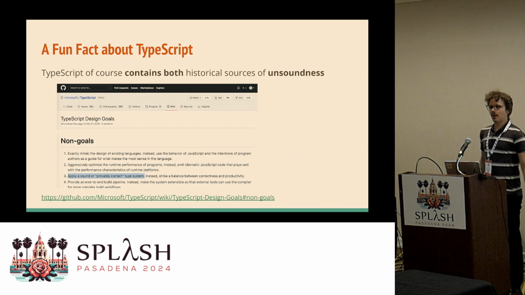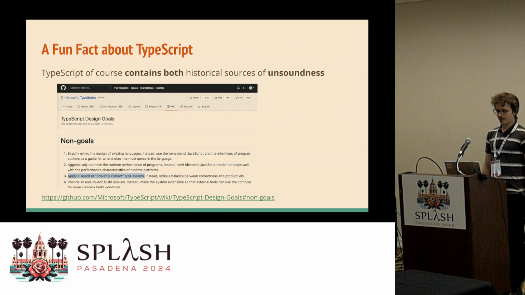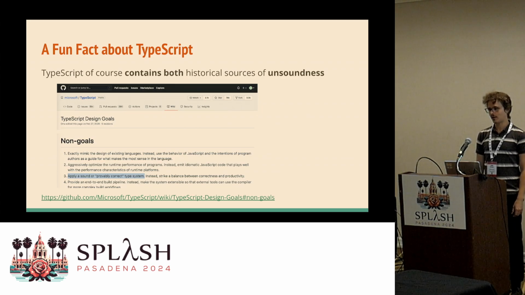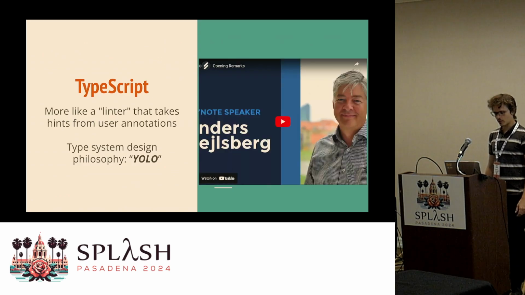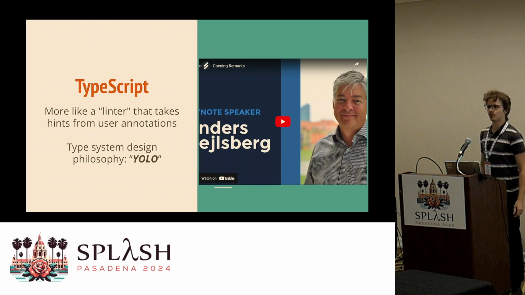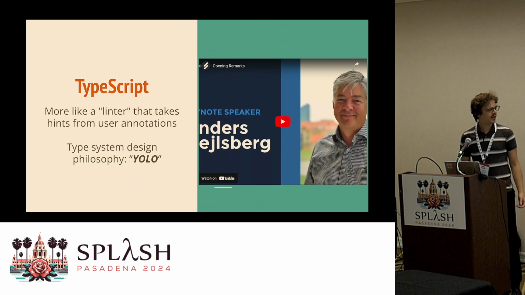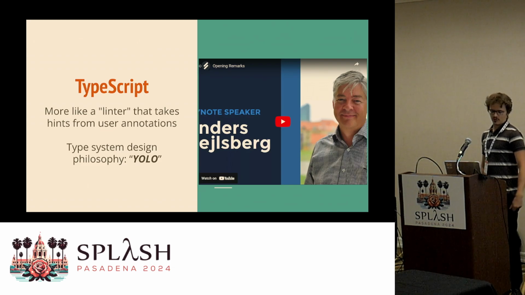A fun fact about TypeScript is that it has both sources of unsoundness. It has both covariant arrays and covariant parameters. In fact, it has bivariant parameter refinement. And that's because really TypeScript is more of a linter, right? It's not really providing you any strong guarantees or any guarantees at all. And you can summarize the design philosophy of the TypeScript type system as YOLO, right?